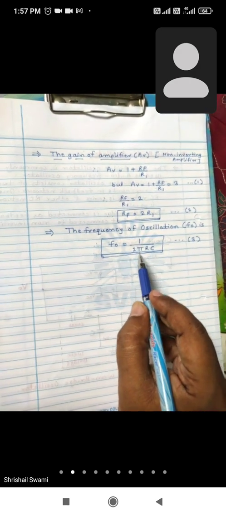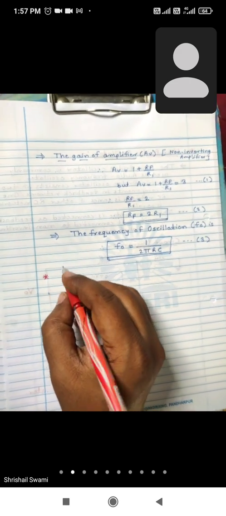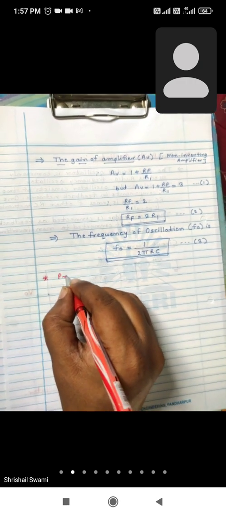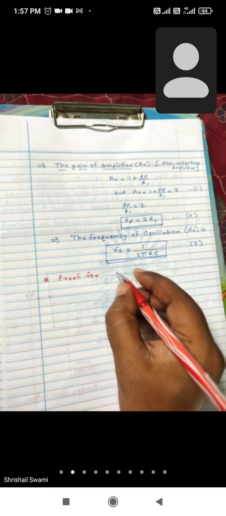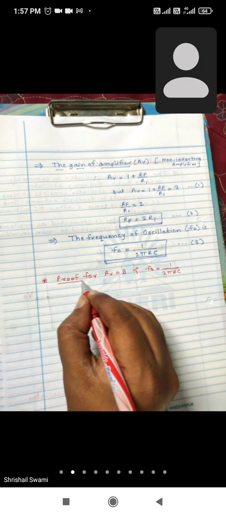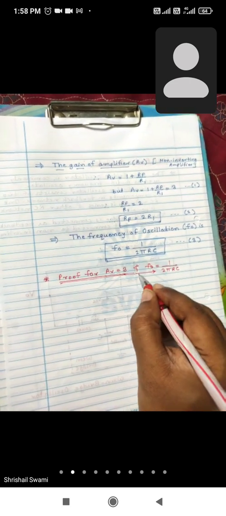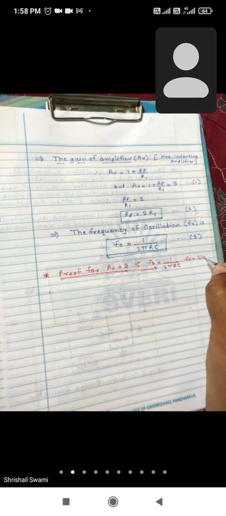Now how did these come, how F0 equal to 1 upon 2 pi RC and AV equal to 3 are derived? For proving this, for showing this, we have to understand the derivation. So we can start the derivation. Proof for AV equal to 3 and F0 equal to 1 upon 2 pi RC. So we are going to prove this for the Wien bridge oscillator.